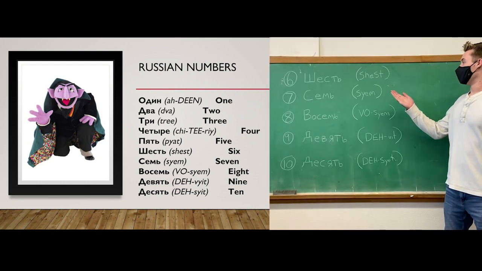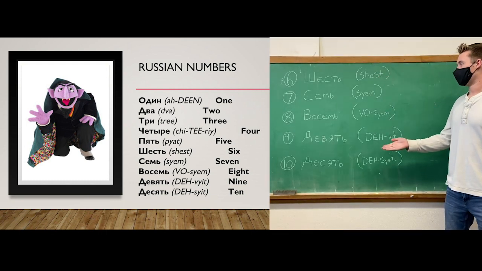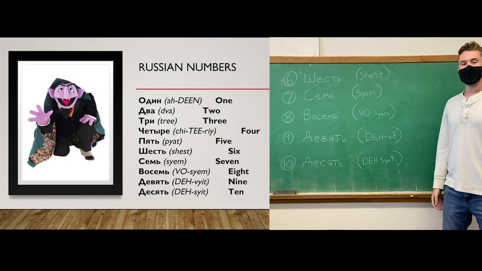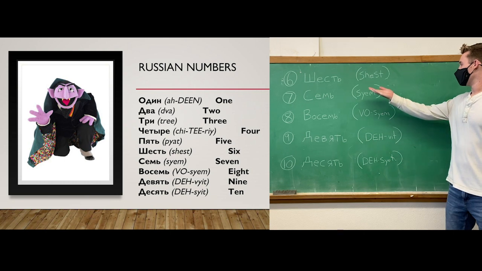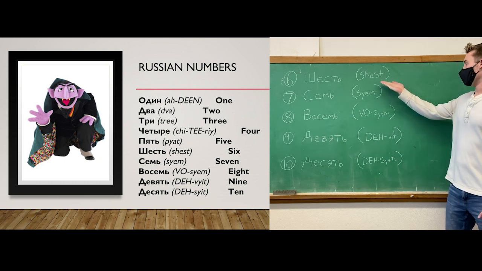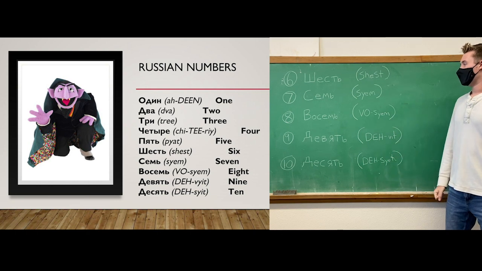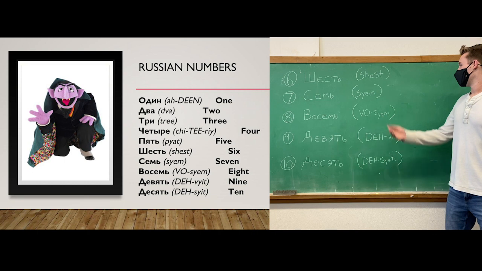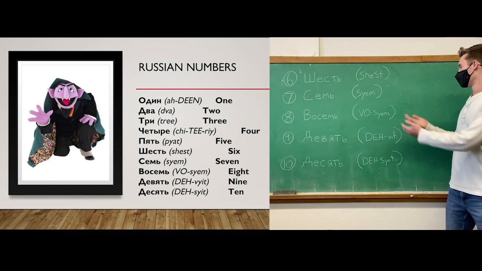And now we'll go through numbers 6 through 10. Starting with number 6. In Russian, it is pronounced шесть. Шесть. Repeat after me. Шесть. Number 7. Семь. Семь. Repeat after me. Семь.